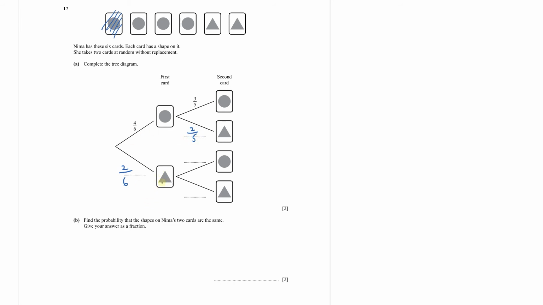Now let's continue here. If you picked your first card and it was a triangle, let's say you picked this triangle, which is now out of the deck. Now you have to pick the second card. What is the probability of getting a circle? You have 4 circles and a total of 5 cards, so 4 over 5. And what is the probability of getting a triangle? You have only 1 triangle left, so 1 over the total cards, which are 5. So that's how you will complete this tree diagram.